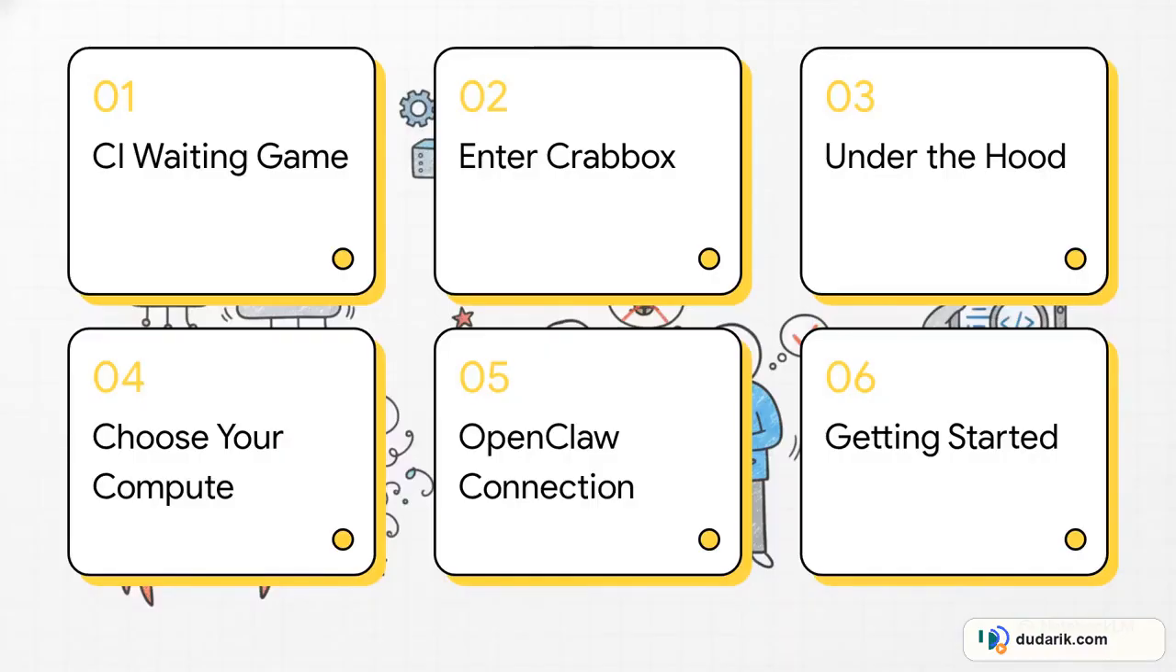Here is our roadmap for today. We'll start with the CI waiting game, introduce Crabbox, peek under the hood at its architecture, explore your compute options, dive into the OpenClaw AI connection, and finally get you set up to start using it.